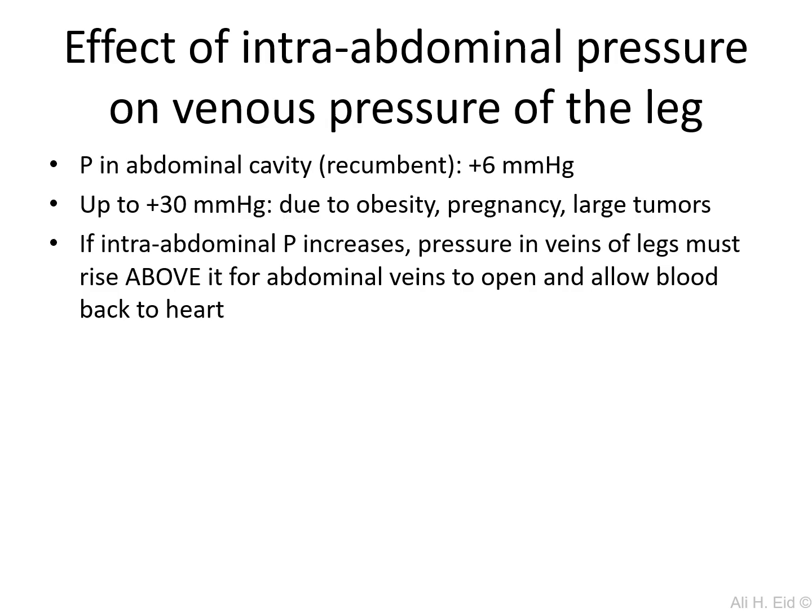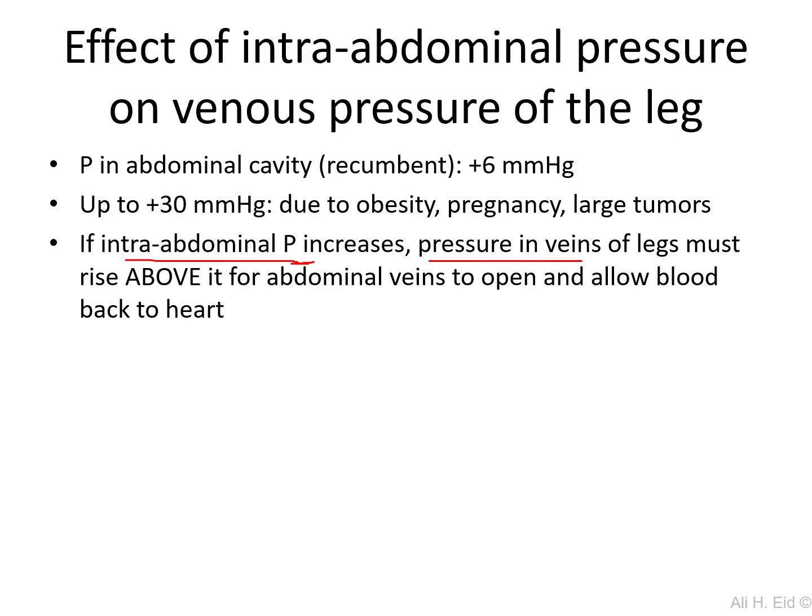Now, the pressure in the abdominal cavity for a recumbent person is approximately plus 6 millimeters Hg, up to plus 30 in cases of obesity or pregnancy. There are other cases as well, or large tumors. Sometimes if the intra-abdominal pressure increases, you are putting more pressure on the veins.